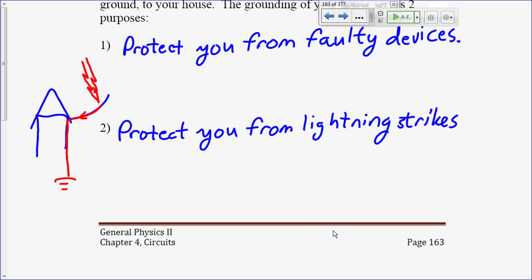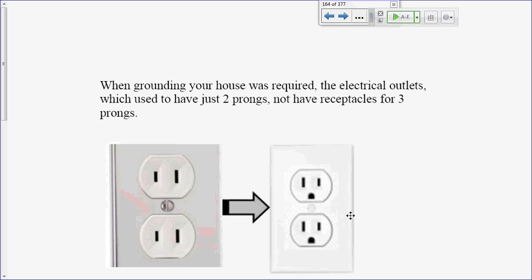Okay. Anyway, so this is our outlet. This goes directly to that third prong outside, or directly to the grounding rod outside your house. But in older homes, you don't have that. By the way, on your outlets, typically you notice how one of these slots is bigger than the other? Typically, this is the hot wire, and this is the neutral wire.